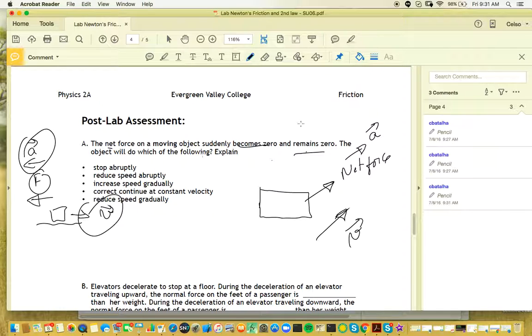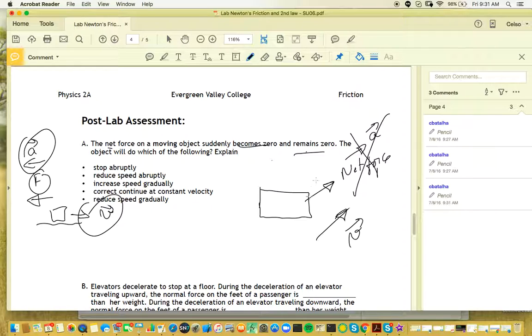So not necessarily should your acceleration and velocity vector have the same direction. But hypothetically speaking, let's say you have a net force that gives you an acceleration in that direction. Let's just, for the sake of argument, assume the velocity has the same direction as that of acceleration, which means your object is speeding up, right? And suddenly this comes to zero. So what happened?